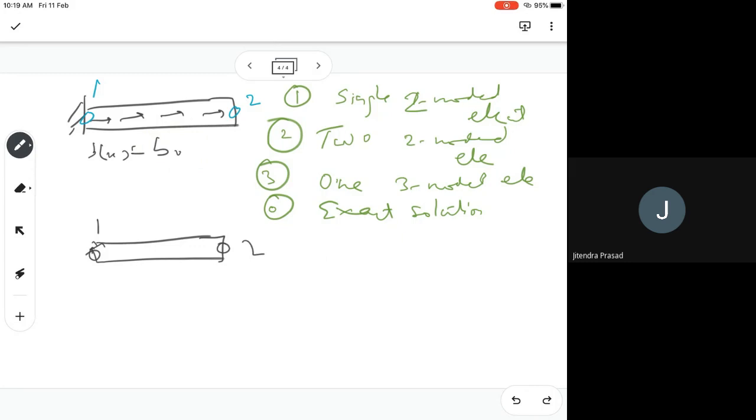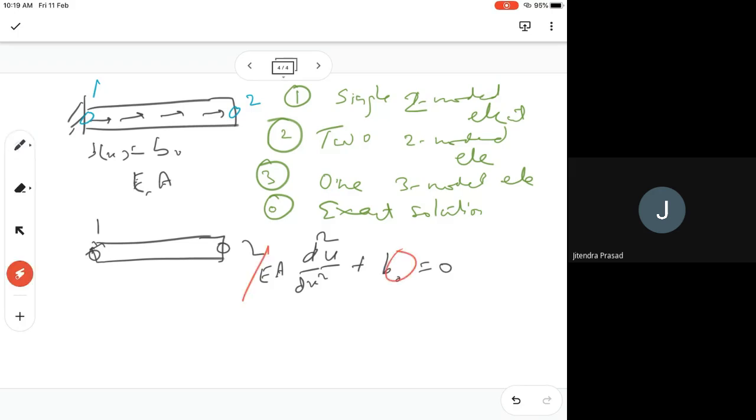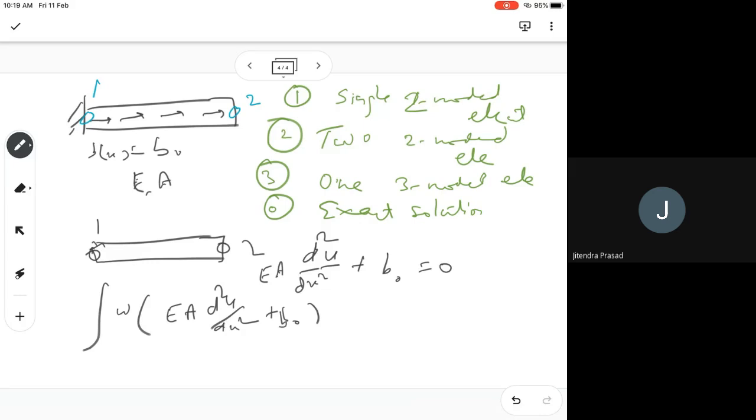Our equation, as you know, is d over dx, and E and A are constant, so we can have EA d square u over dx squared plus b naught is equal to 0, where b naught is a constant. So this is the equation we have. When you say weak formulation, let's do it once because this is applicable to all of them. So multiply by w, and integrate from 0 to L of w times EA d square u over dx square plus b naught dx equal to 0.